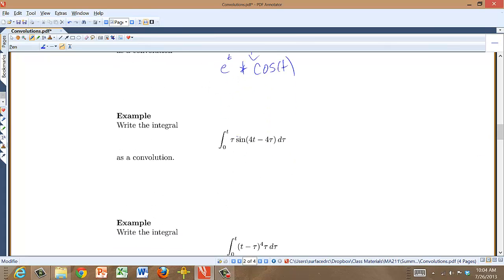Now here it looks like I have the function t, which I plugged a tau into, and here I plugged a t minus tau into sine 4t. Right? I plugged in t goes to t minus tau, and then you'd get sine of 4t minus 4 tau. So this is t convolved with sine 4t, or sine 4t convolved with t. It doesn't matter which way you write it.